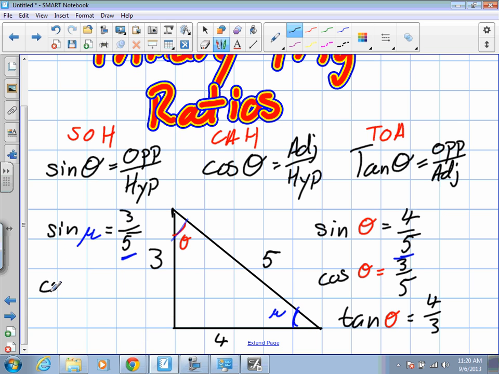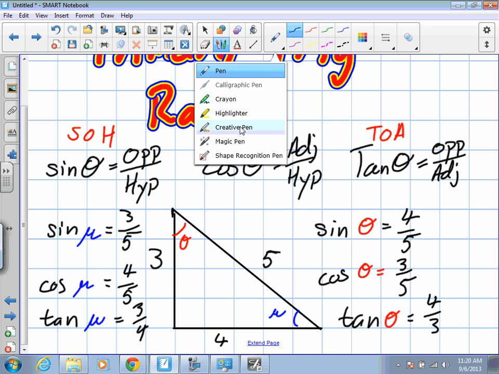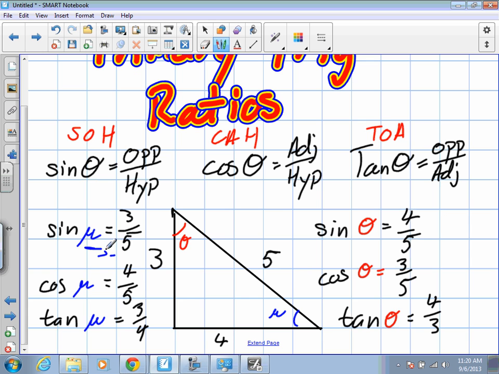And you're going to notice a relationship between the ratios. Cos mu is equal to what? 4 over 5. And tan mu is equal to what? 3 over 4. So if you quickly take a look at the other relationships here, sine mu is the same as cos theta. Cos mu is the same as sine theta. And these two are inverted. Okay? The two ratios are inverted from each other. Good, we have that part. We've set up our ratios.